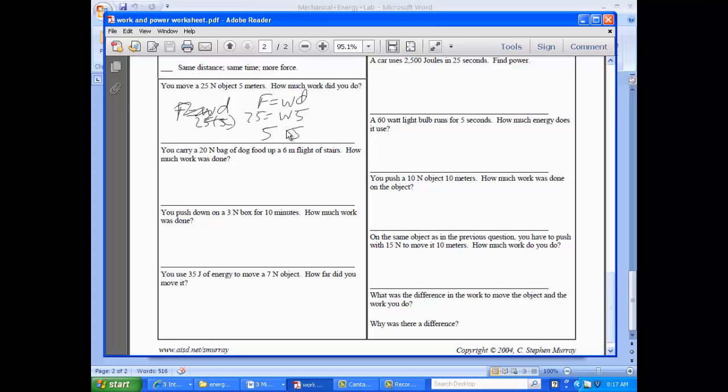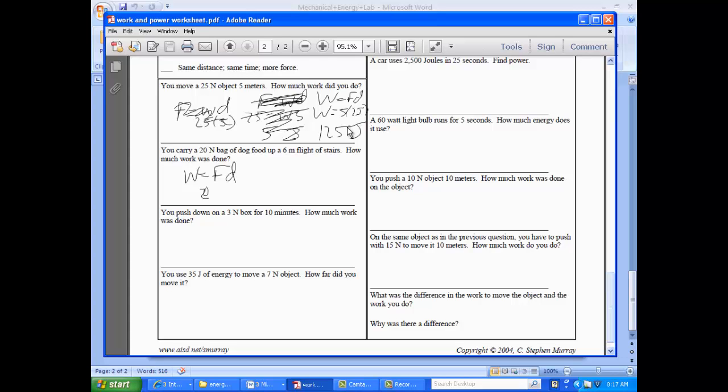Let's do the next one. You carry a 20 Newton bag of dog food up a 6-meter flight of stairs. How much work did you do? Work equals force times distance. Is this work equals force times speed? Yes. If there's nothing between them, it's multiplication. Yes. My bad. What did I do? So therefore, work equals 25 times 25. Yeah, I just like to make a mess out of things, apparently. I'm botching everything today.